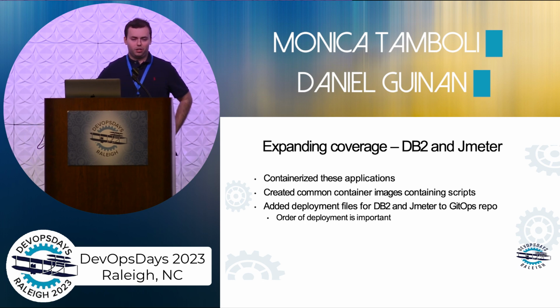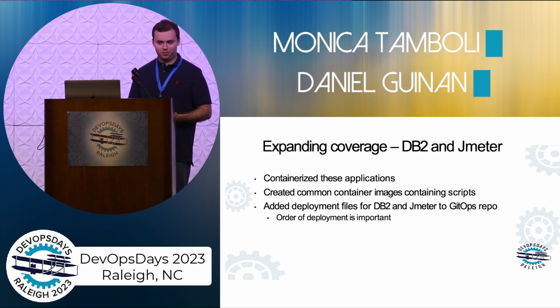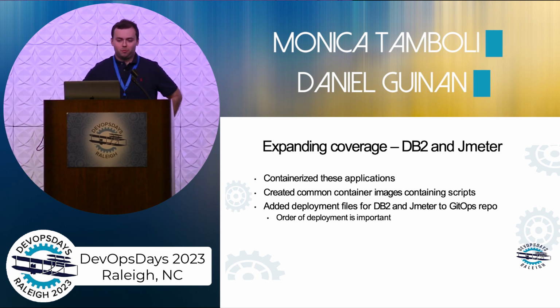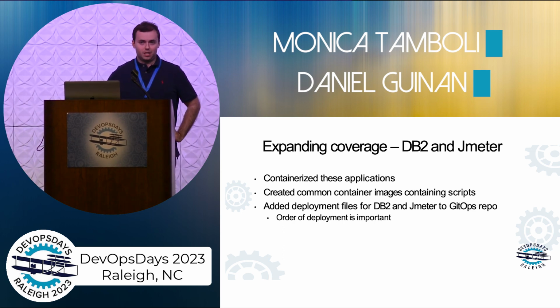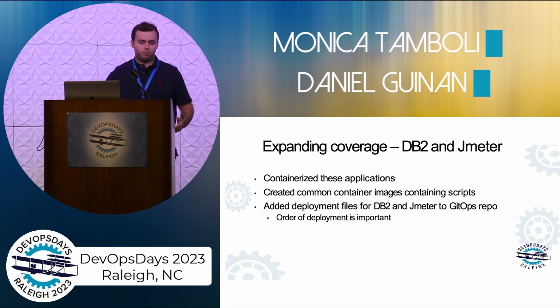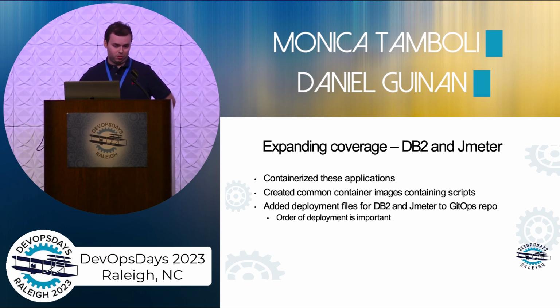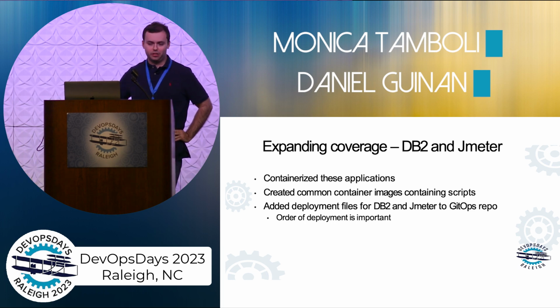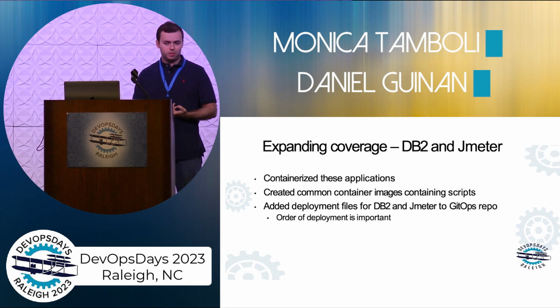Once we had that, we thought, hey, this works really well. How can we expand this to make things easier for us? So we decided to add DB2, which is just a database dependency that our apps need, and JMeter, which we use to run stress. This wasn't a simple task in and of itself because pre-GitOps, we had these just running on VMs. So we had to first containerize these, which is quite an important thing to do, and GitOps pushed us to do that. We created common container images containing scripts. So we had a DB2 container that had scripts for restoring a database for all our apps, as well as JMeter, which had scripts to run stress against all of our apps.